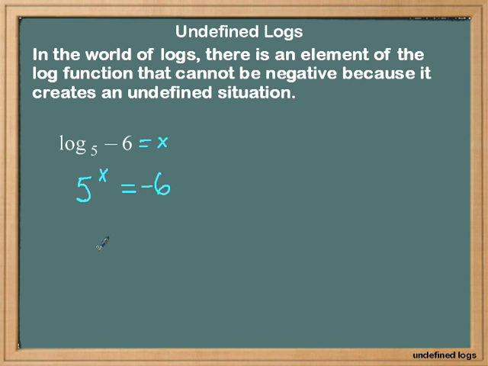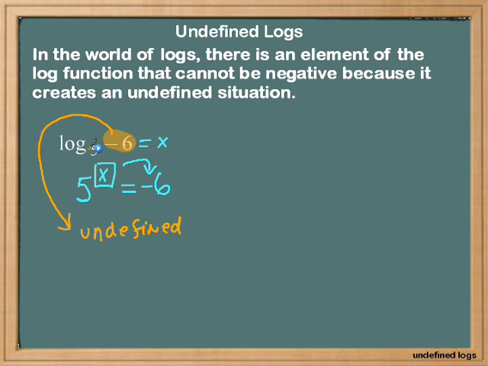Now think about that. Is there ever going to be a number that I can replace in this x such that it's going to result in a negative number? Well, you can think long and hard about that, but the answer is no, it's not going to happen. So therefore, if the number inside the log is negative, it's going to result in an undefined situation, and I need to make sure you have that in your notes. So a negative number next to the log means that the whole log function just became undefined.